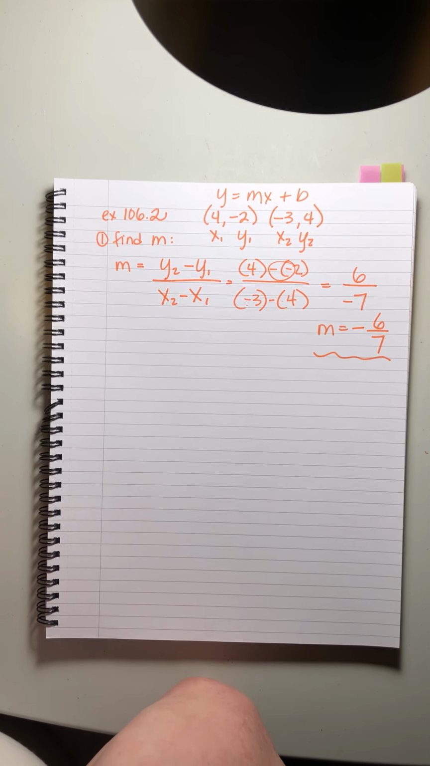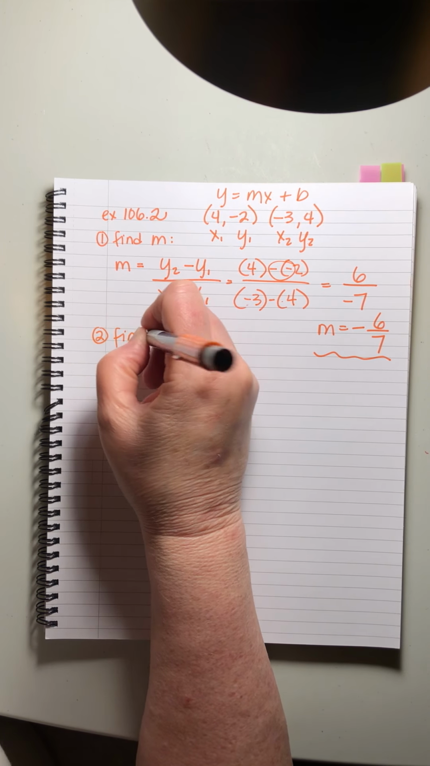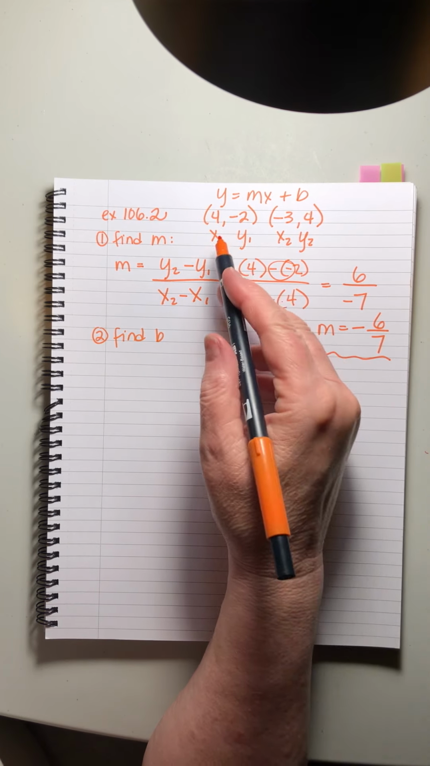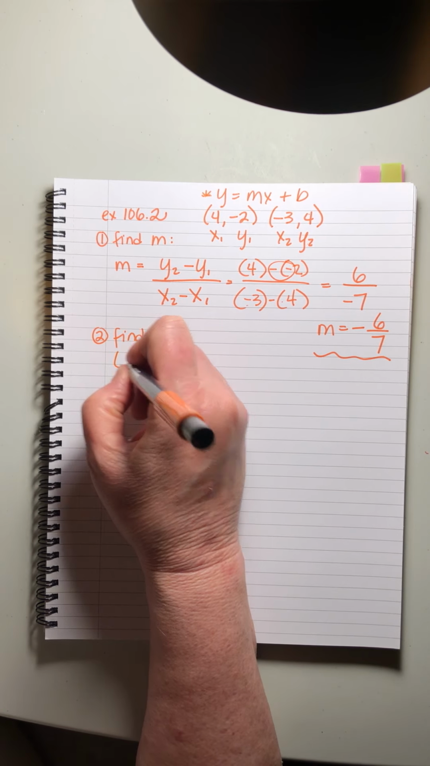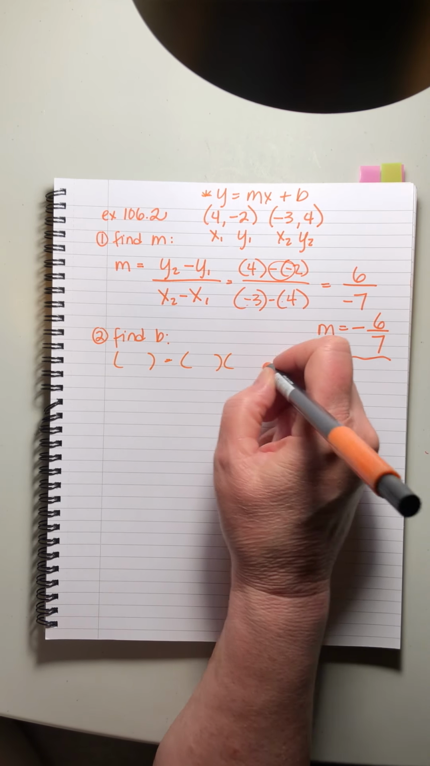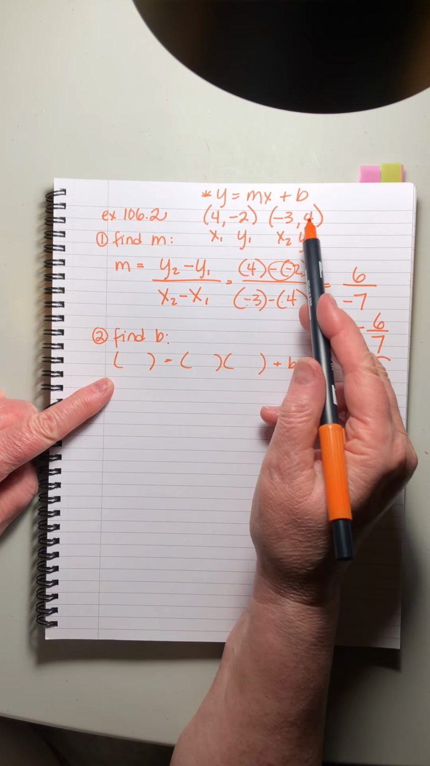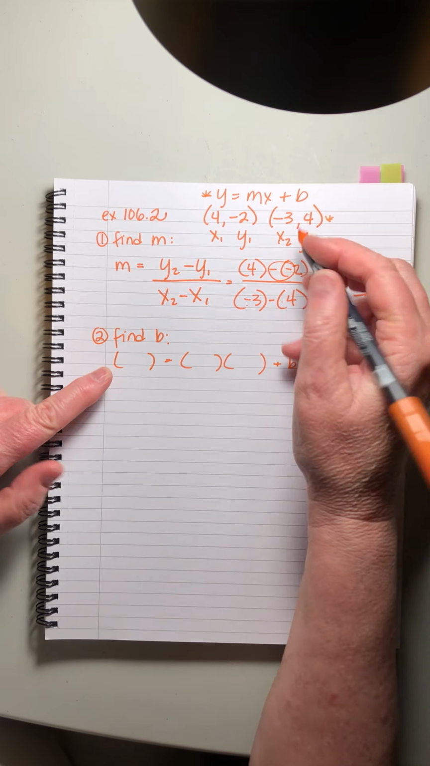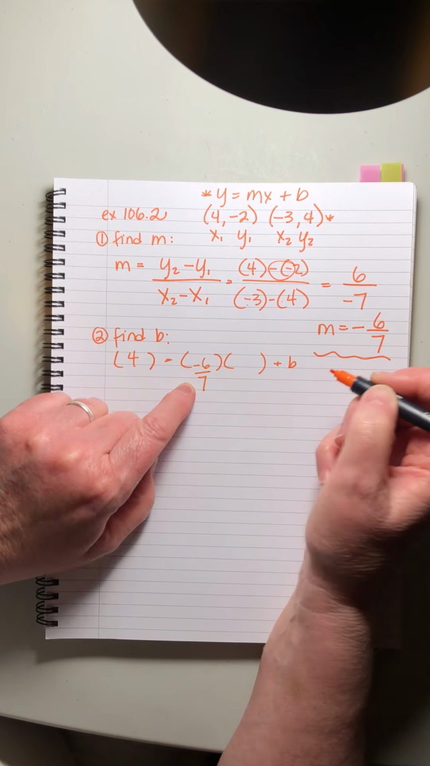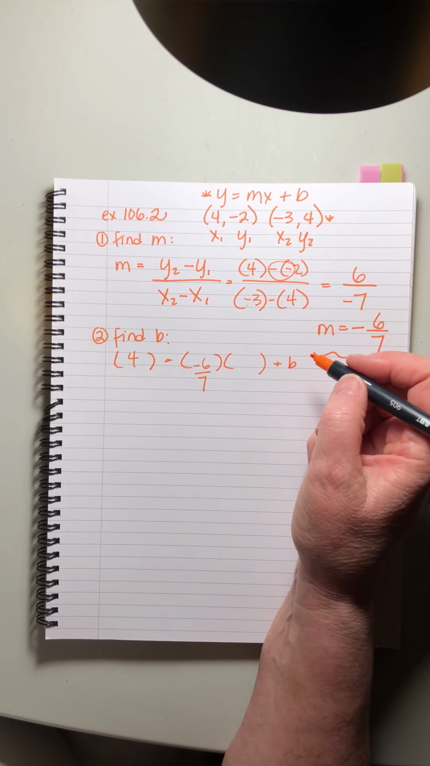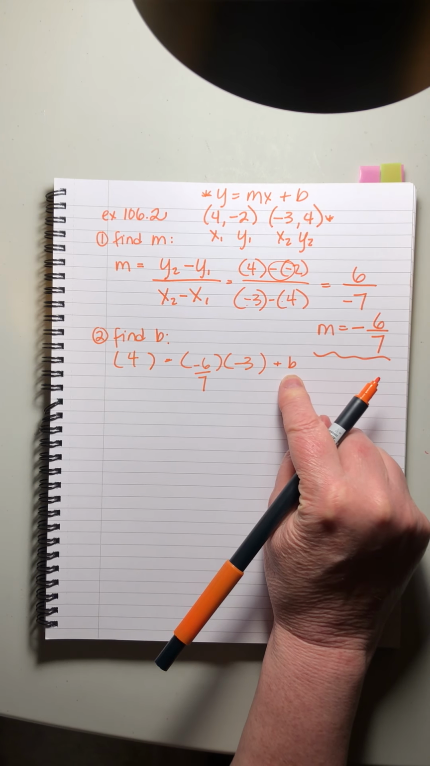I do. Okay, now our second step is to find B. That's the one where we substitute in for 3 out of 4, right? We're going to use this formula. So I'm going to write y equals m times x plus b. Y, we pick either pair we want. I'll pick the second pair this time, just to make it fun. The y is 4. M is minus 6 over 7. X, let's see, we're using the second pair, right? So that's minus 3. And then b is what I'm trying to find.